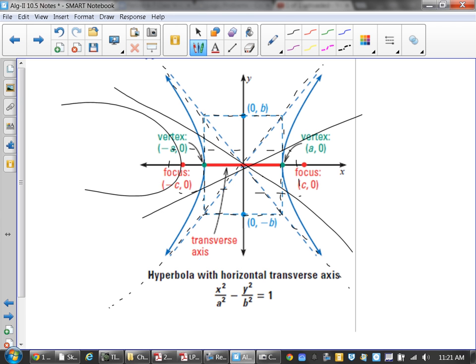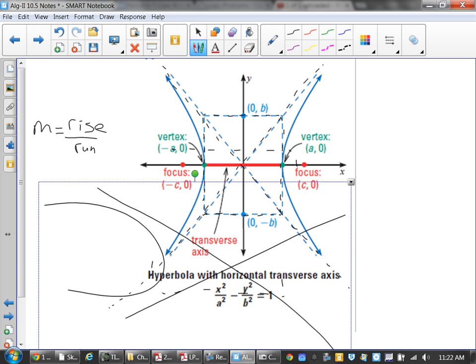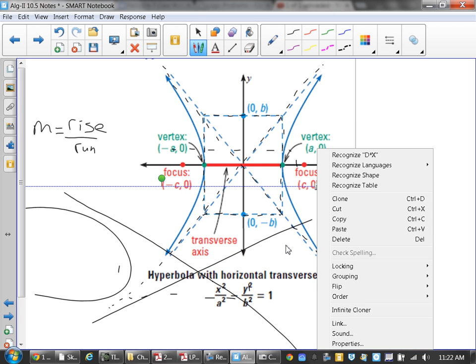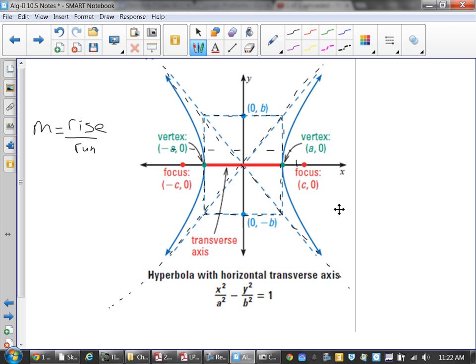In this class, we're going to actually find the slopes of these asymptotes. It's very, very simple, because what is slope? Change in y, change in x, rise over run. Now, if I'm looking at this, and I'm starting at the origin, I go up and over. Everybody agree with that? Yes. I went up to B, over to A.